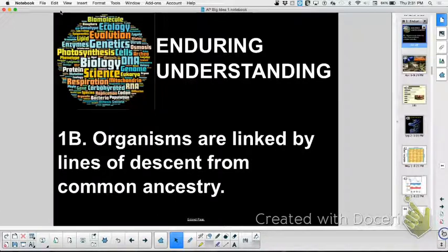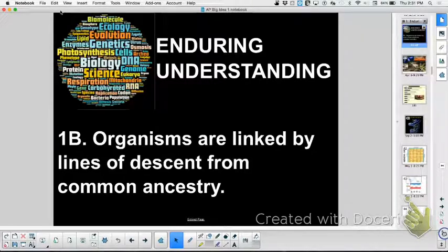We're still in Big Idea 1, which is all about evolution, but now we are on 1B. Hit the lights. Okay, so 1B, organisms are linked.